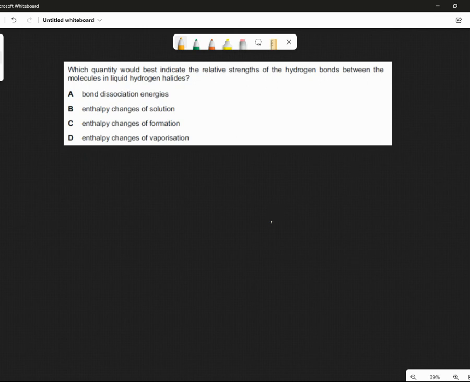Now, what do we get here? The relative strengths of the hydrogen bond between the molecules in liquid hydrogen halides. Okay. Now, right. Bond dissociation energy. So let's have a look. You've got a hydrogen halide. Let's do it with HCl. I think you guys just messed this up for not thinking, really.